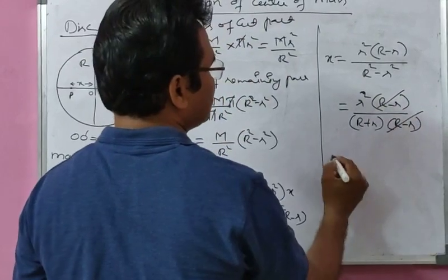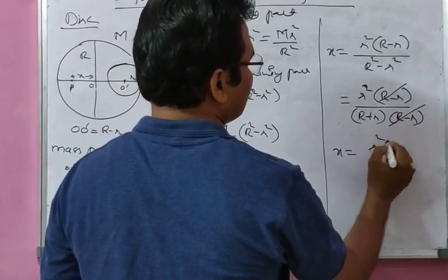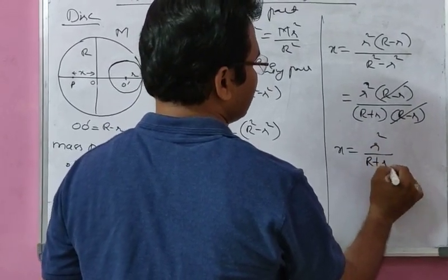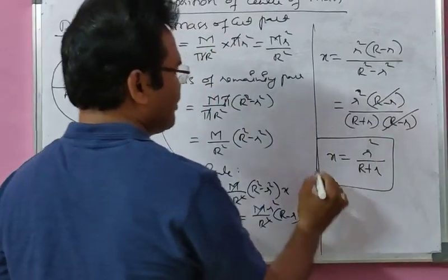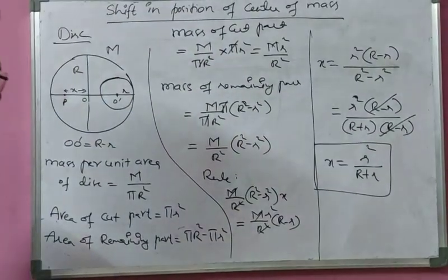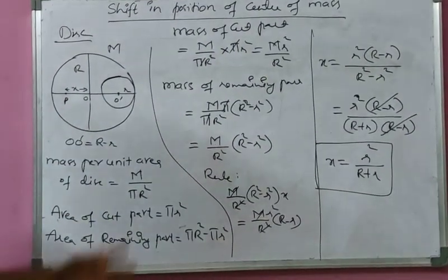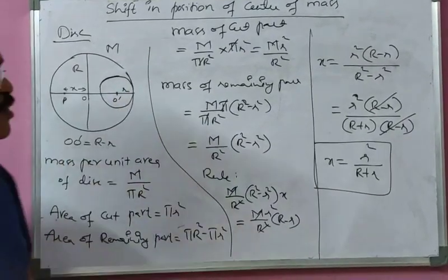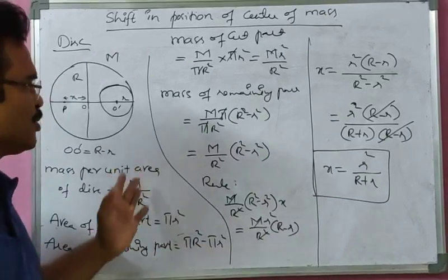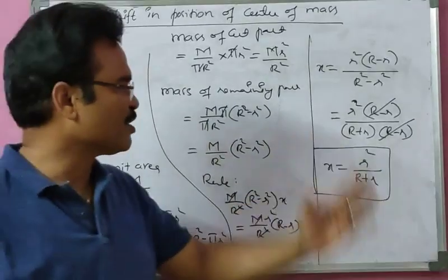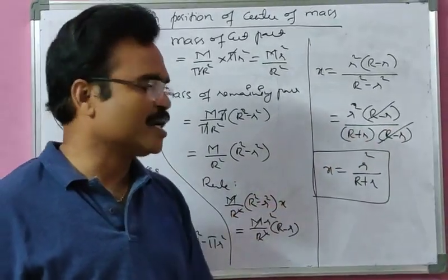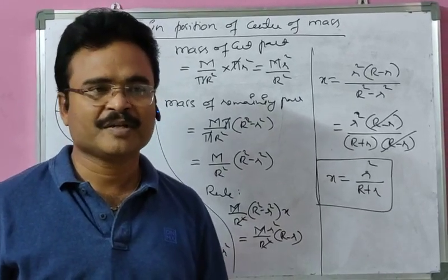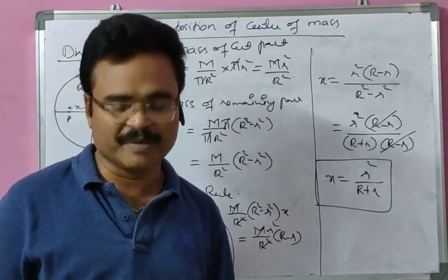This quantity, when x is equal to, you will get R square by R plus r. So this is the formula you need to keep in mind in the case of a uniform disk, if some circular disk of radius small r is removed from one end here. So no need to go for derivation. Simply you can remember x equal to R square by R plus r. This is the formula you have to keep in mind.